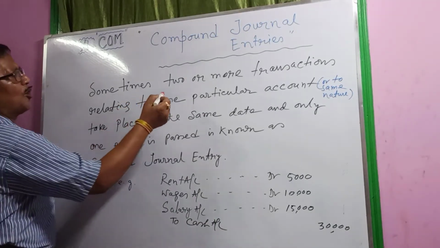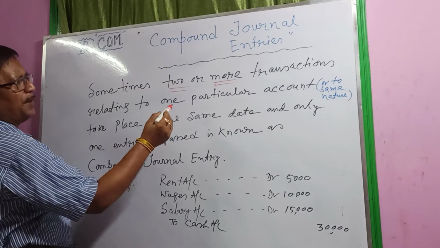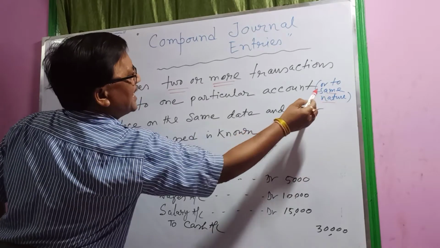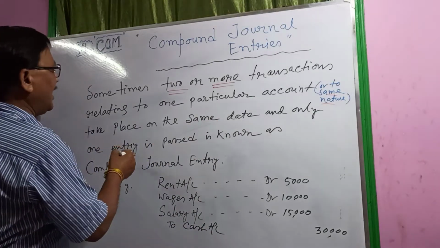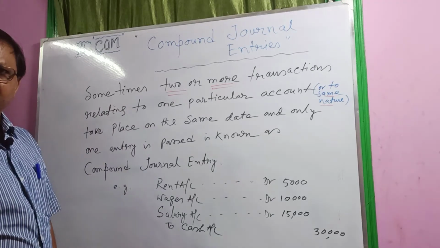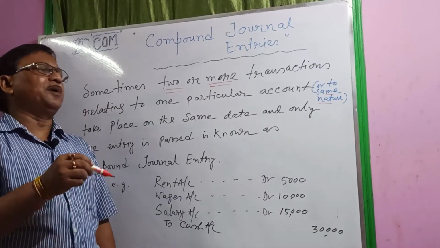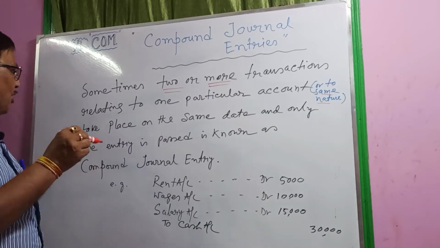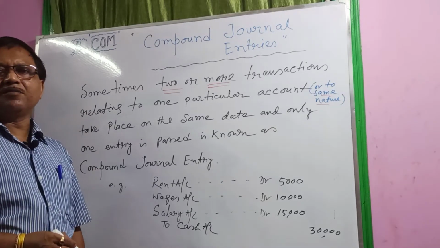Sometimes two or more transactions relating to one particular account, or of the same nature, take place on the same date and only one entry is passed. This is known as a compound journal entry or mixed entry.